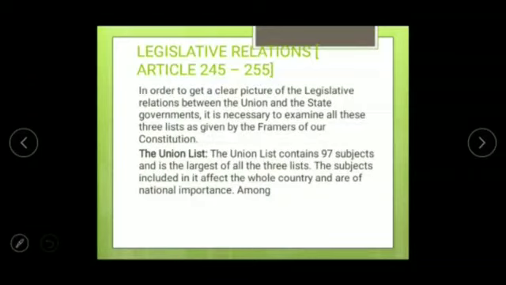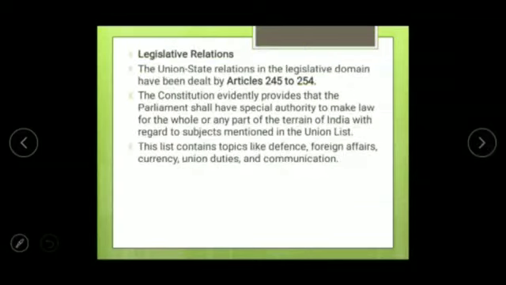First is the Union List, right? It contains 97 subjects and is the largest of all the 3 lists. Now, the subjects included in it affect the whole country. Now, let us understand what it is. Basically, union-state relation. Moving on to the first, the Union List.